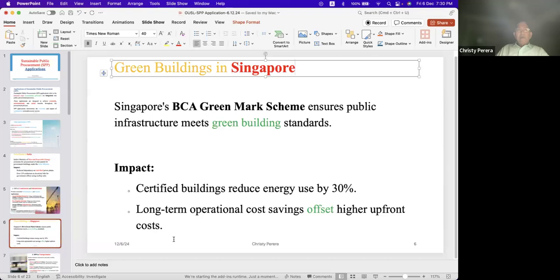So after all, what is the impact of that? Certified buildings reduced by 30% in Singapore. And long-term operational cost savings offset higher upfront costs. Maybe the upfront cost is very high, but over the life cycle of the project, it will be offset because of these operational savings. This is simple. It is very simple to understand.